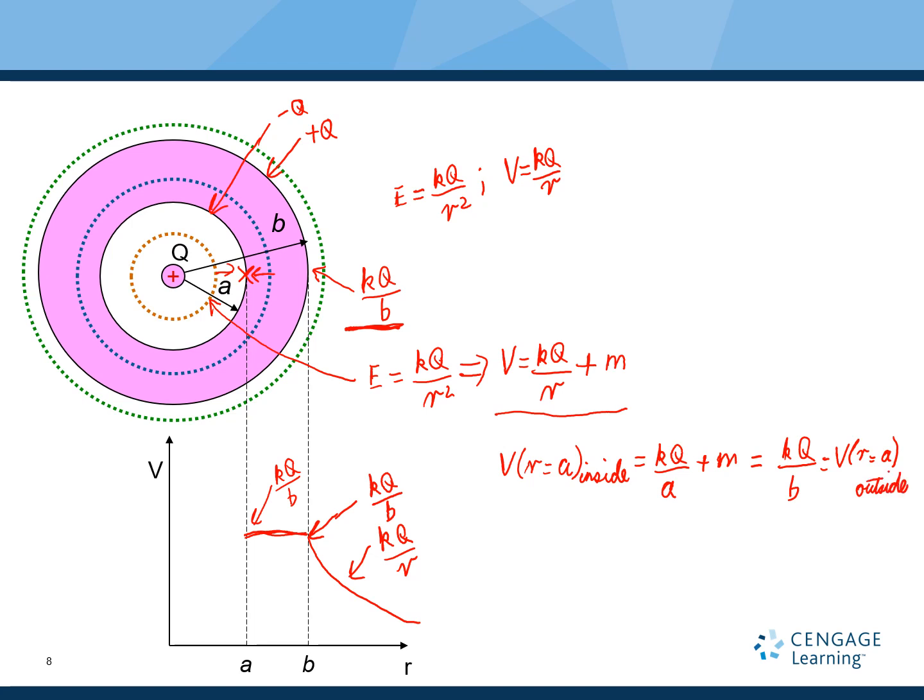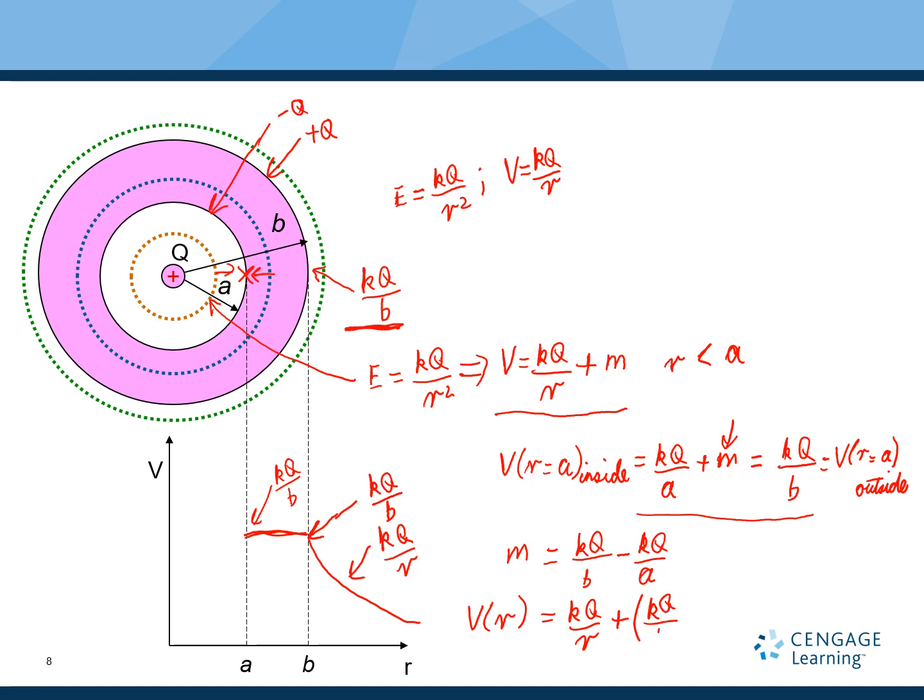Okay, this is an important point. We have this equation to be satisfied, and the only way we can satisfy it is by fiddling with this constant of integration M. So we get the result that M is equal to KQ over B minus KQ over A, and that allows us to say that the potential V of R for points with R less than A is given by KQ over R plus KQ over B minus KQ over A. So this is the potential for R less than A with the constant of integration M fully fixed by this previous equation.